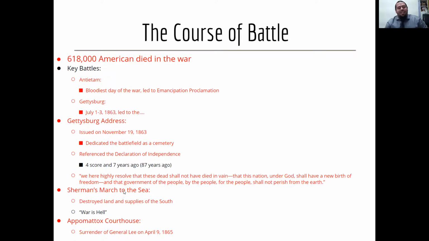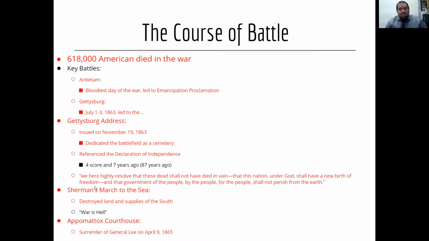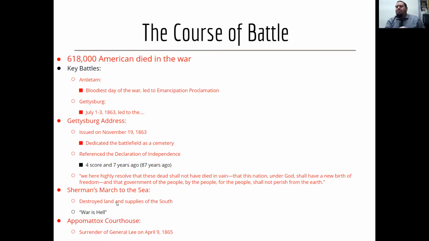Another key event that happened towards the end of the Civil War was General William Tecumseh Sherman's march to the sea, where he started basically from Tennessee, and made his way eastward towards Atlanta. And Atlanta at the time was a big Confederate transportation hub. And he's just destroying land and supplies of the South in about, I think it was a 5-mile radius of just burning everything in its path all the way to the sea. And he would work his way up the Atlantic coast.